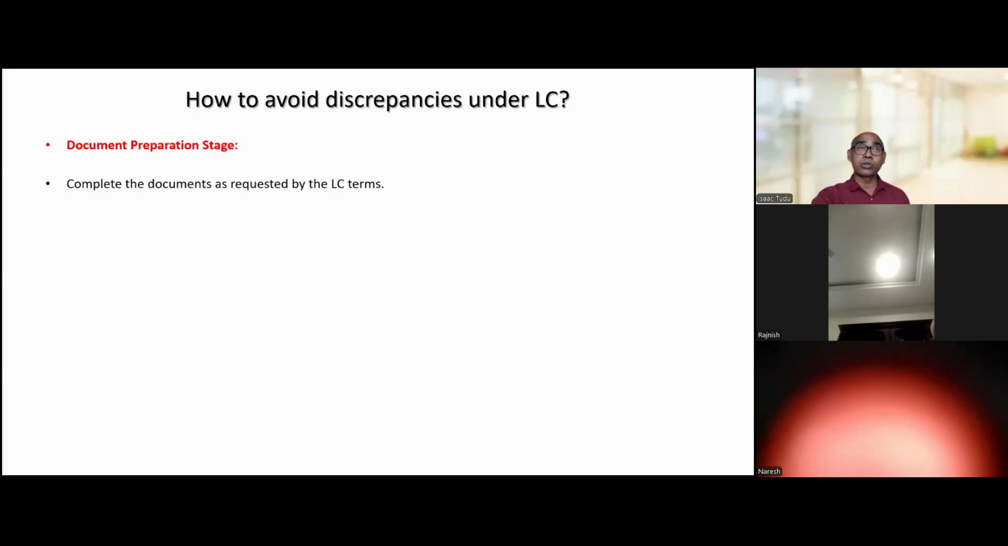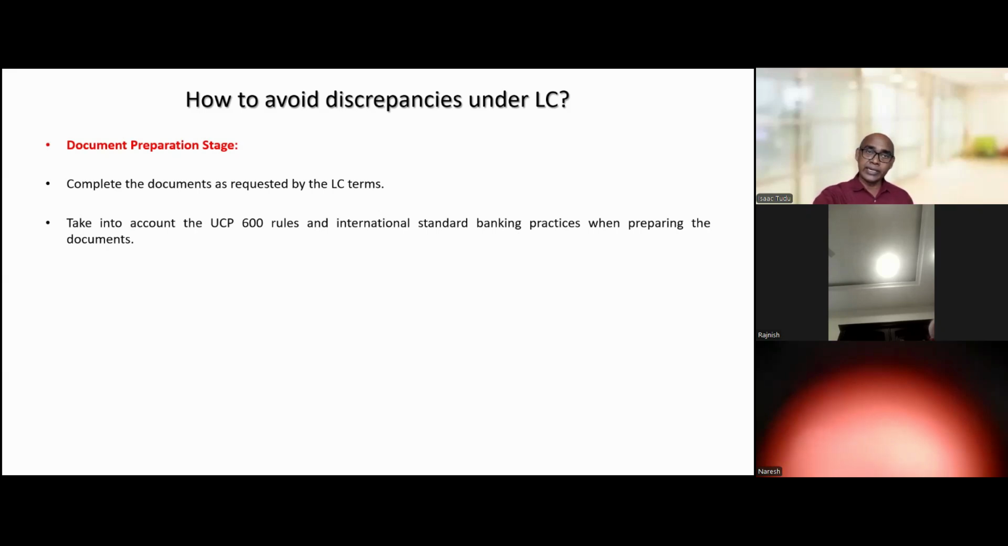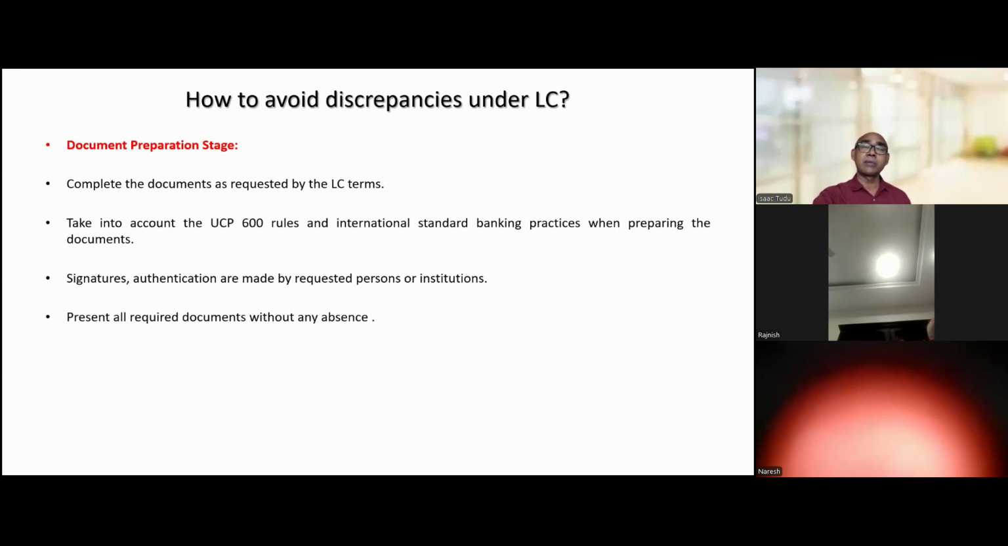So complete all the documents as per LC requirements. If 5 documents have been asked, all 5 documents you need to present as per LC terms only, okay? Obviously, you need not have a very in-depth understanding, but if you have a general understanding about UCP as well as ISBP, that is good. While you do the preparation, see that all the signatures and other things are authenticated, signed as per LC requirement, and present all documents.